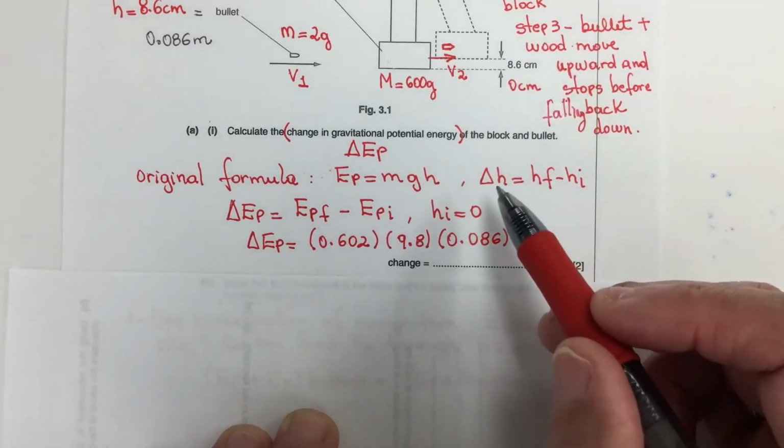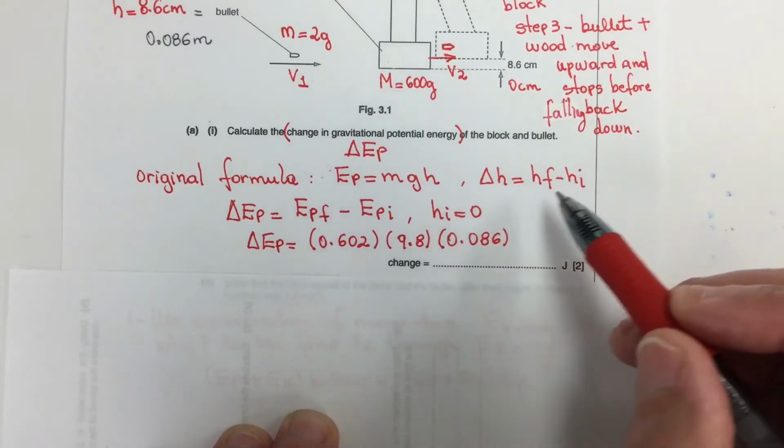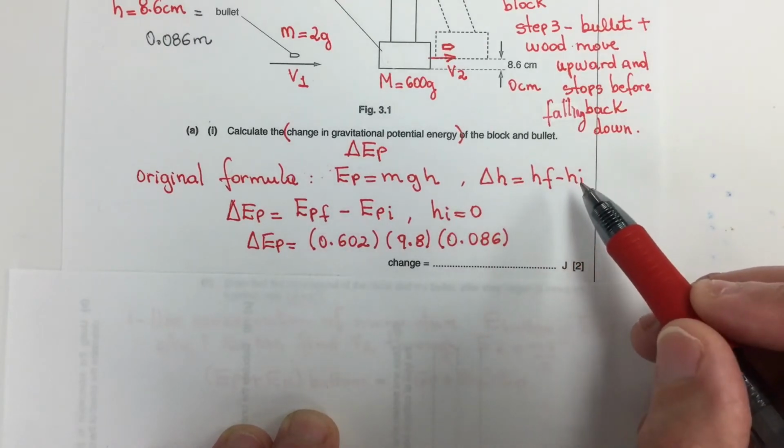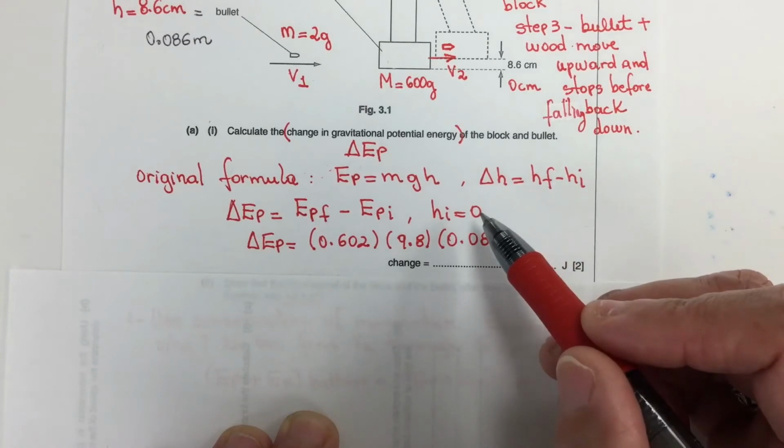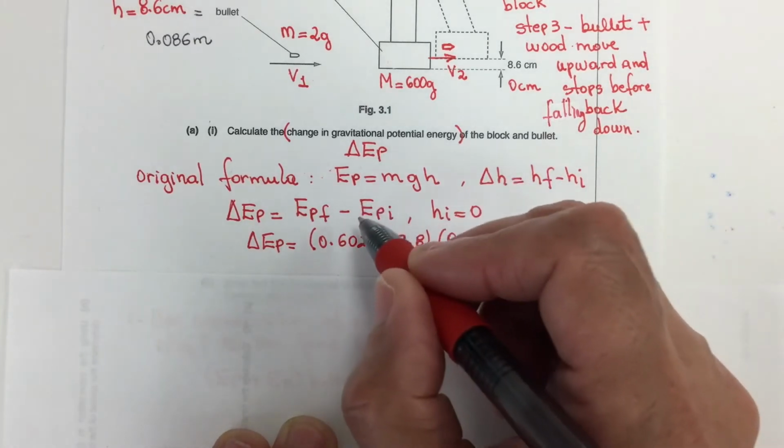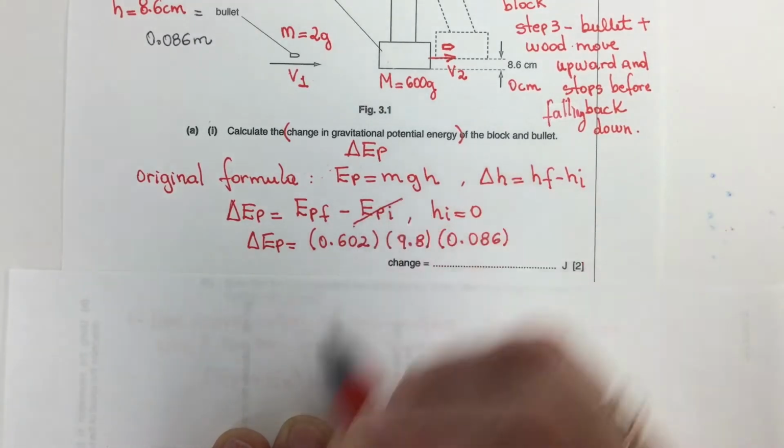Then we have the change in height to be final height minus initial height. Our initial height is 0. So in this case, all this is 0.